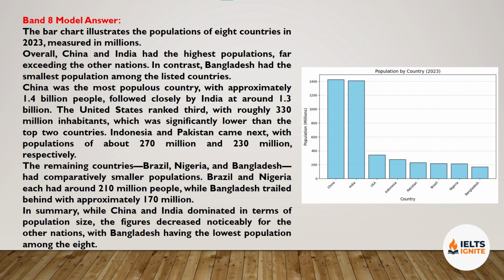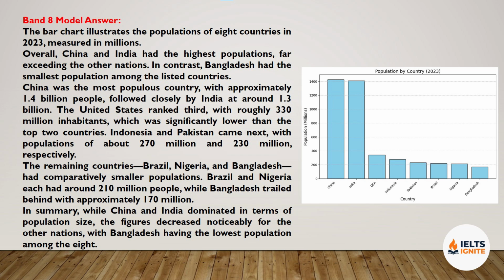In contrast, Bangladesh had the smallest population among the listed countries. China was the most populous country, with approximately 1.4 billion people, followed closely by India at around 1.3 billion. The United States ranked third, with roughly 330 million inhabitants, which was significantly lower than the top 2 countries.